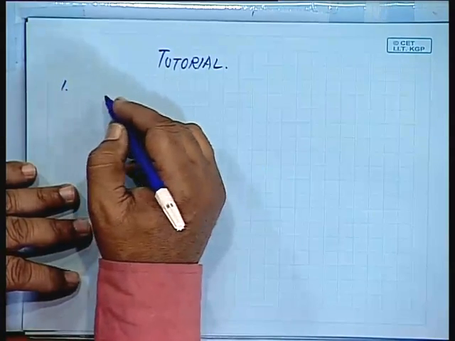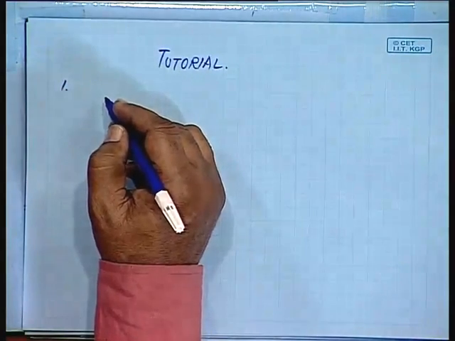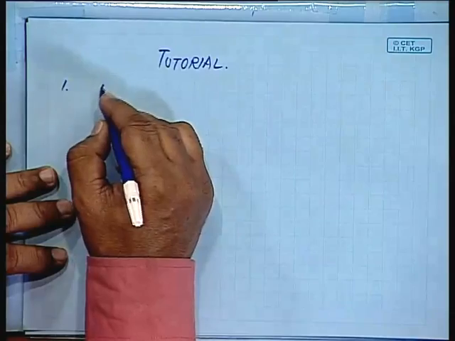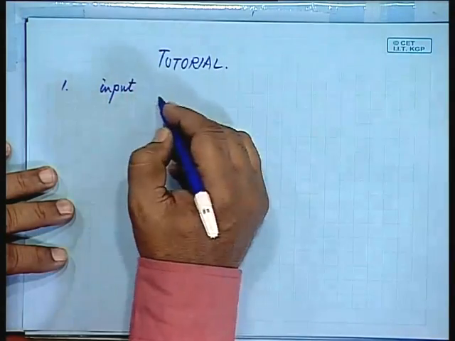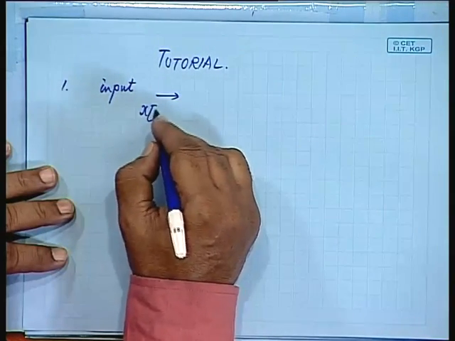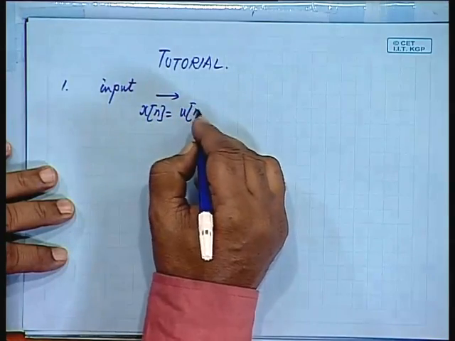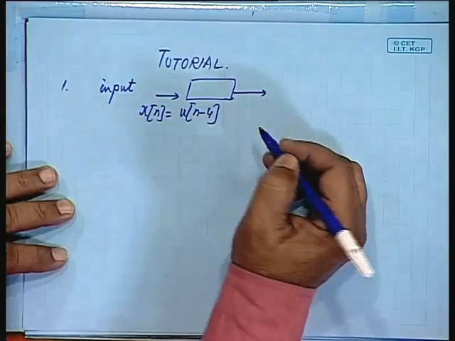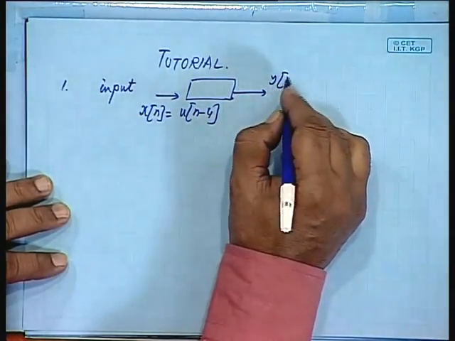We shall start with a tutorial exercise and then we will go to introduction to computer-aided design of filters. So, the first problem is similar to problems that you have already gone through. The input to a system is x[n] given by u[n-4], and you have to determine the output.